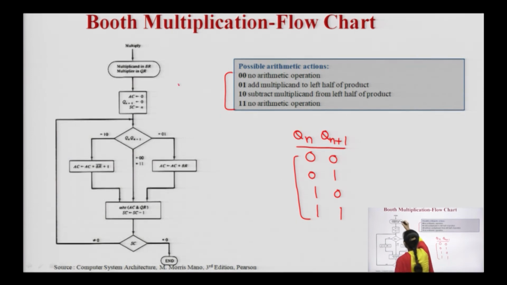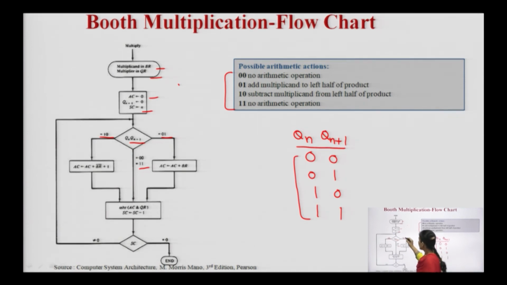The multiplicand is in BR and the multiplier is in QR. Initially AC is cleared to 0, and Qn plus 1 is 0, because when some bit is shifted right, it will carry something. Initially it is 0. The sequence counter is the number of bits present in my multiplier, that is QR. So, I will be checking Qn and Qn plus 1, that is the 4 possibilities.